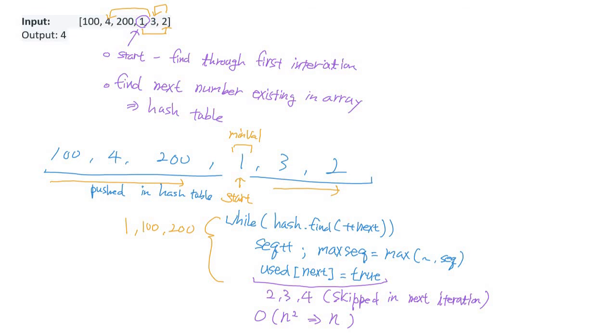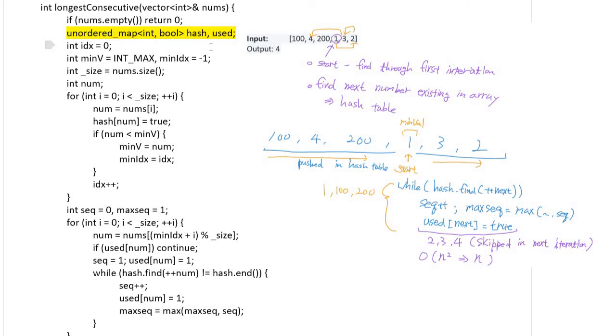Okay, let's see the solution code. First, we declare the hash maps. The first is used to find the increasing number fast in the hash table, and the second is for used numbers. The first for loop is to find the min value and the min index, and also build up the hash table to be used in the next iteration for loop down below.